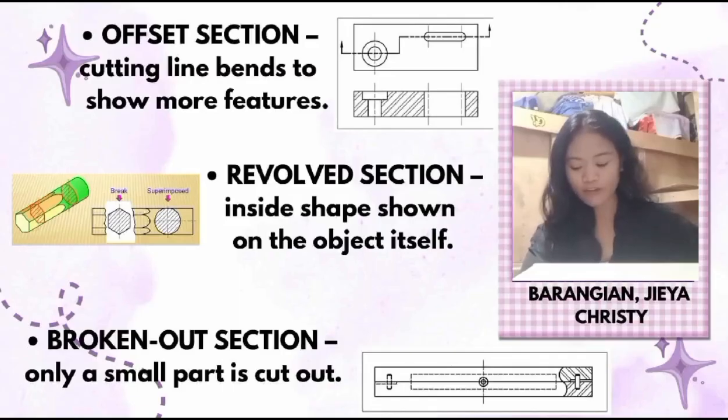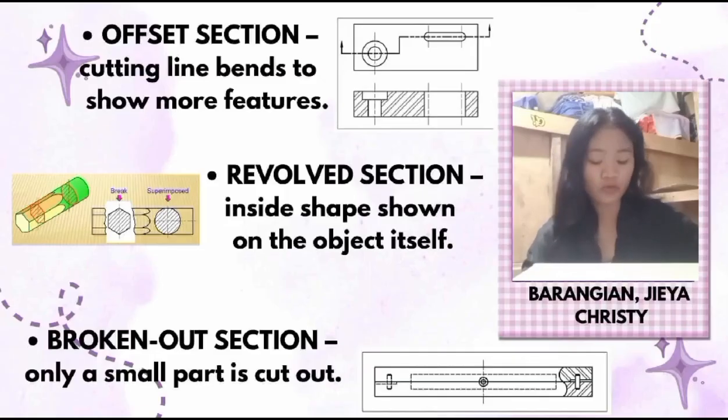Next, we have the revolved section. The inside shape is shown on the object itself. You can see the object itself because it is revolved. It can rotate to show the internal structure of an object. That is why it is called a revolved section.